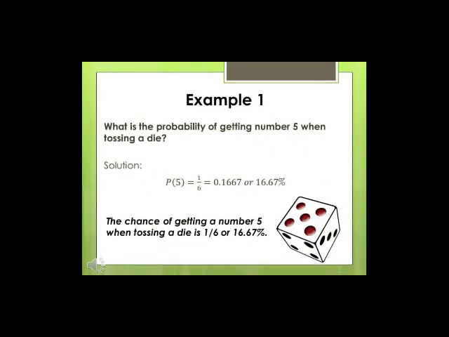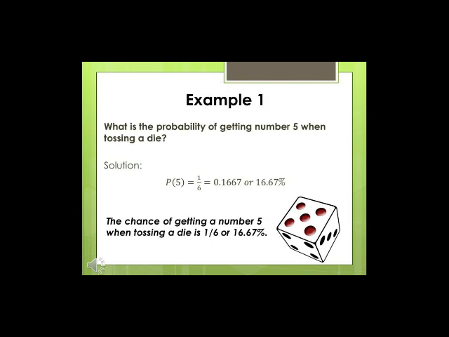Suppose we ask ourselves about the probability of getting number 5 when tossing a die. The solution is this. A die has 6 sides, and one of those sides is number 5. So, the number of outcomes that will satisfy our criteria is 1. Meanwhile, the total number of possible outcomes is 6, since the die has 6 sides.